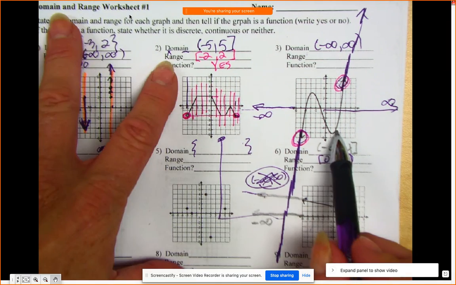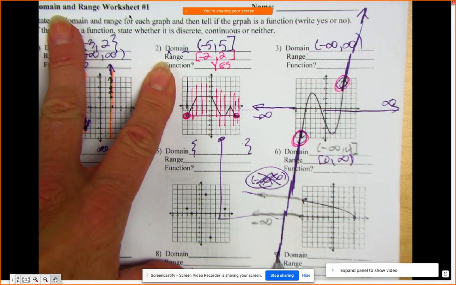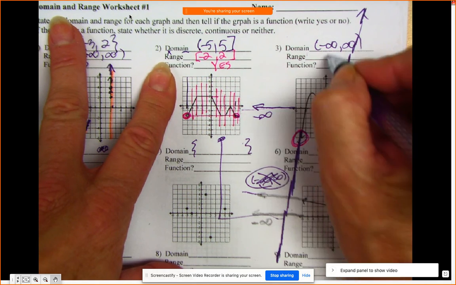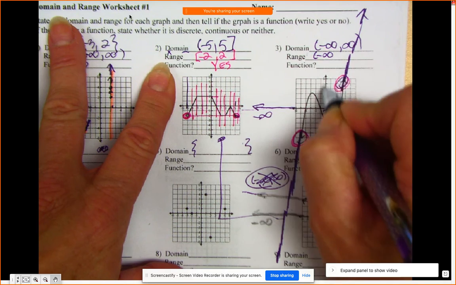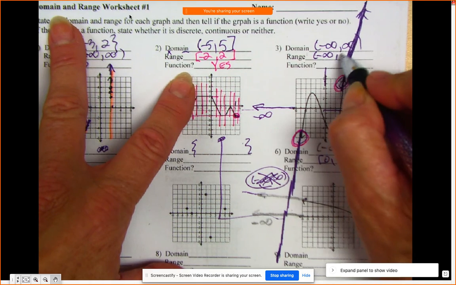Range, what's my lowest point? Some of you want to stop right here. No, this graph keeps going downhill. Eventually, I'm going to reach all the way down to where y is negative infinity. And then I'm also going to go all the way up to the stars, up to heaven, positive infinity.